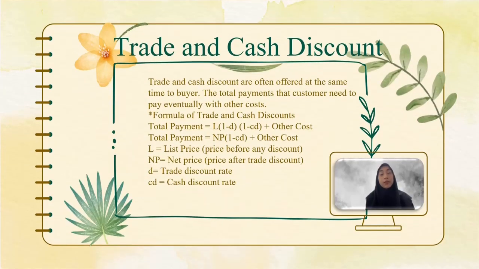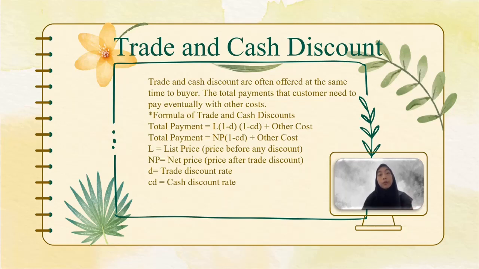And the last one for our revision before we start our discussion is trade and cash discount. Trade and cash discount are often offered at the same time to the buyer. The total payment that the customer needs to pay eventually includes other costs. This is the formula of the trade and cash discount.